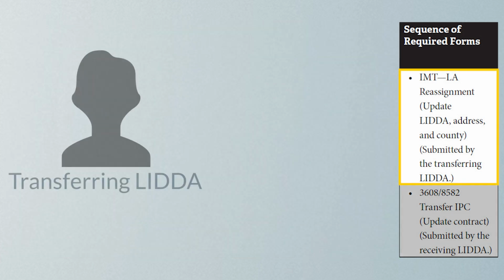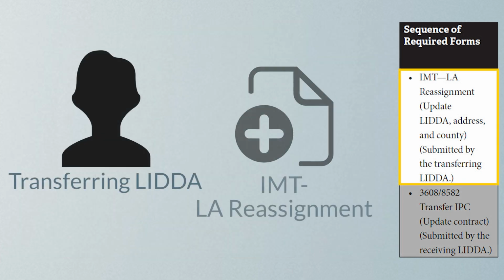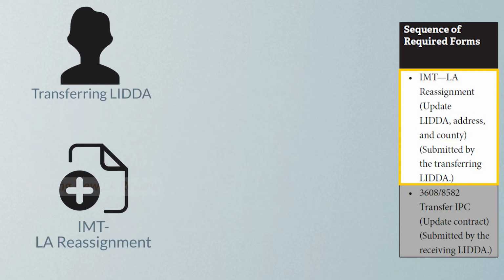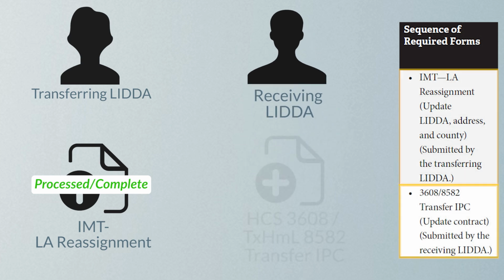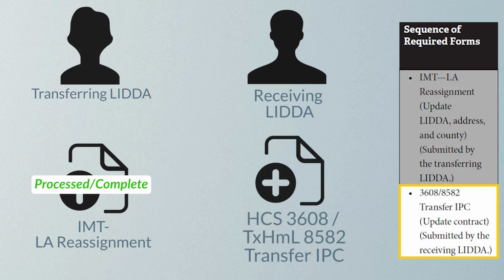The transferring LIDA first needs to submit an IMT-LA reassignment to update the LIDA, address, and county. After the IMT-LA reassignment is initiated by the transferring LIDA, the receiving LIDA receives an alert on the LTC online portal and must acknowledge the form. Once the IMT-LA reassignment is in status Processed Complete, the receiving LIDA must submit the transfer IPC to update the contract.